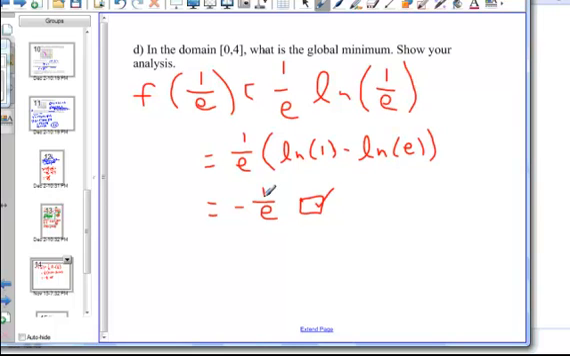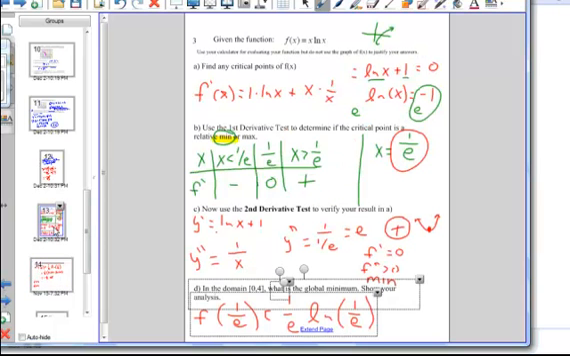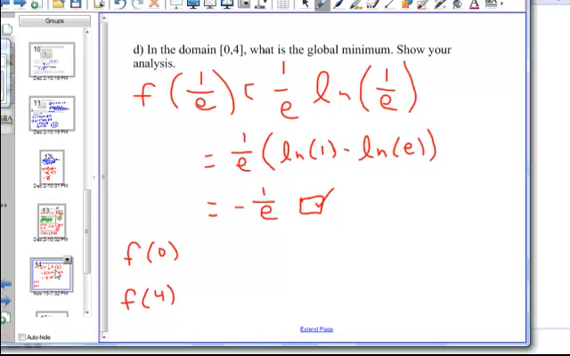Now that's the minimum value. But what we need to do is see, is it the global minimum? In order to do that, we need to evaluate f of 0 and f of 4. And going back, just to remember what that function was, it was the function x ln x.